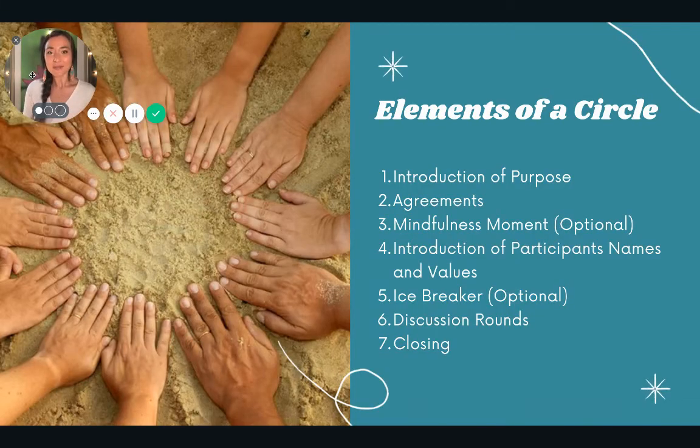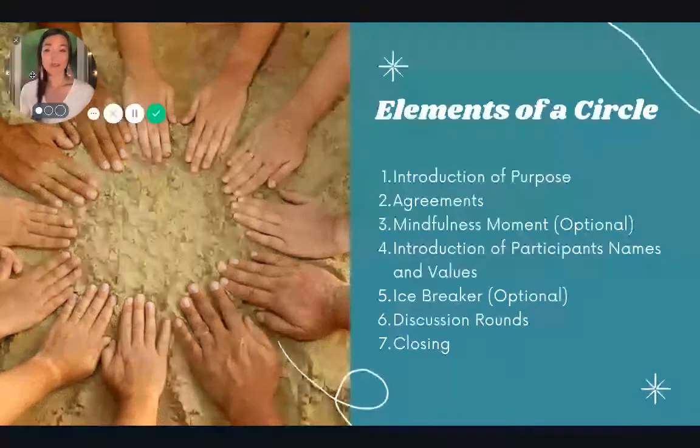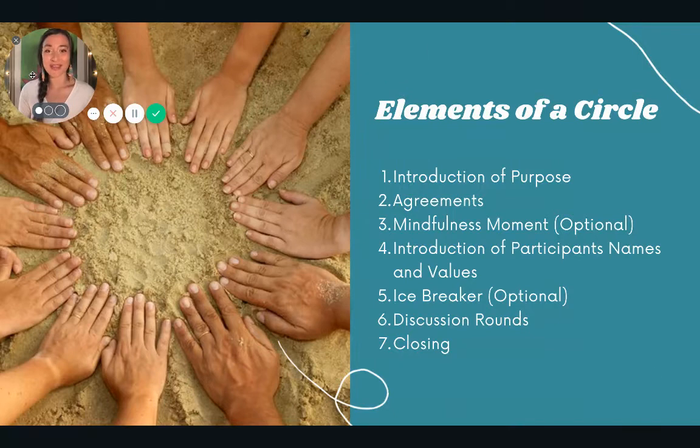So the elements of a circle are the introduction of purpose. So sitting down with your individuals, your circle, gathering them, and really introducing them to why we're here. Are we here just to get to know each other? Are we here to deepen our relationships? Are we here because something's occurred and we need to talk about it? Or do we have a theme that we're looking to explore, like gratitude? So exploring and introducing the purpose and the intention of the circle.